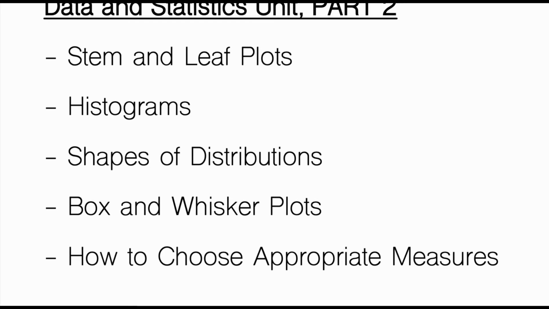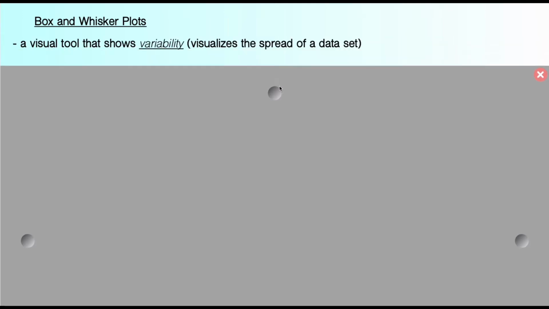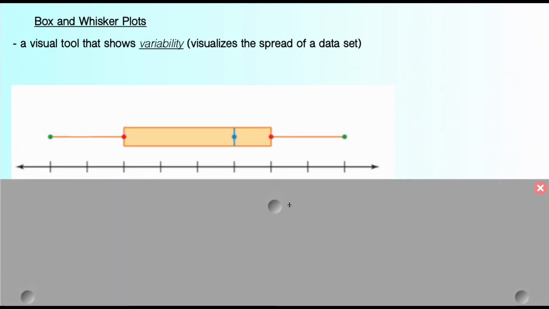So the first thing is, what the heck is a box and whisker plot? A box and whisker plot, its main purpose is to show the spread of a data set. So I worded that as a visual tool that shows variability. There's that word we've used throughout this unit, variability. Variability just means how spread out is the data. And without further ado, here is a box and whisker plot.